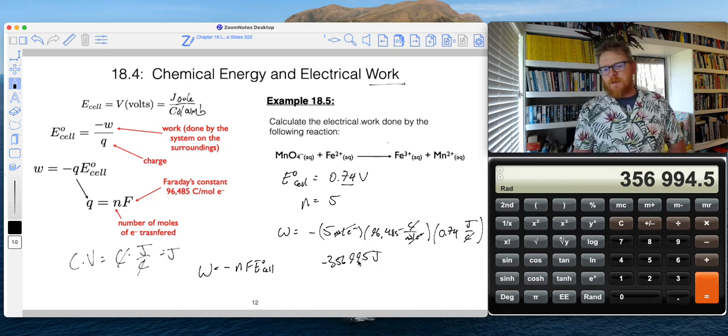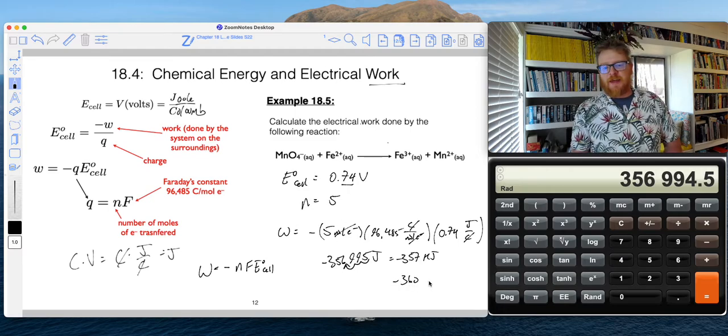And it'll probably be easier to express that in kilojoules. So that'll go 1, 2, 3. So that would be 357 kilojoules. And with only 2 significant digits, really, I should say that's negative 360 kilojoules.